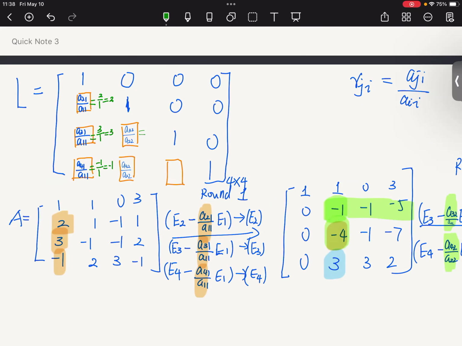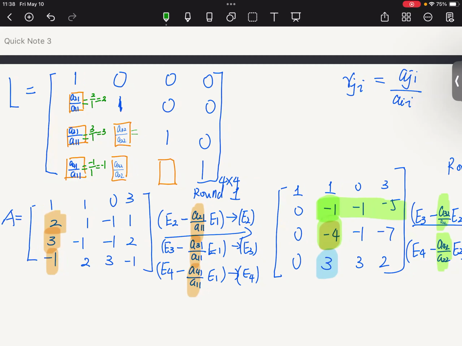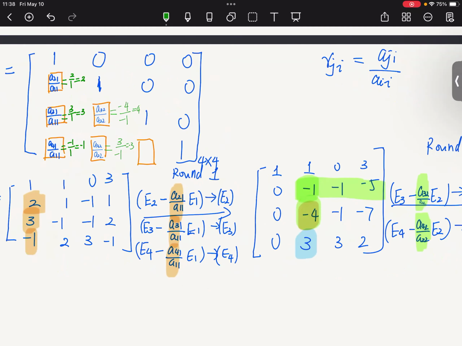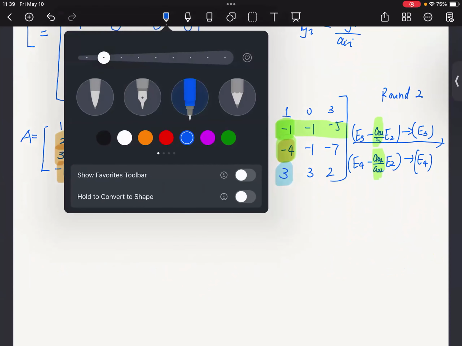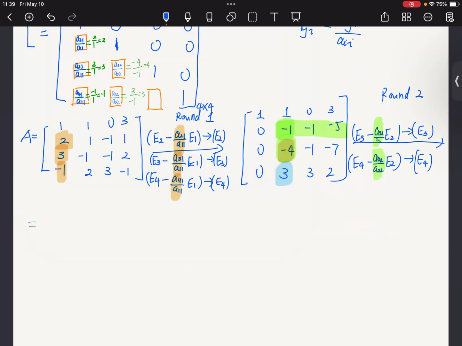The number I'm going to use here is A32, that is -4, divided by the -1, and A42 is 3 divided by the -1. So I got 4 here, and I got -3 here. And this is the L matrix. And I'm going to do the actual round 2 row operation here, and I get this one. The matrix looks like this.